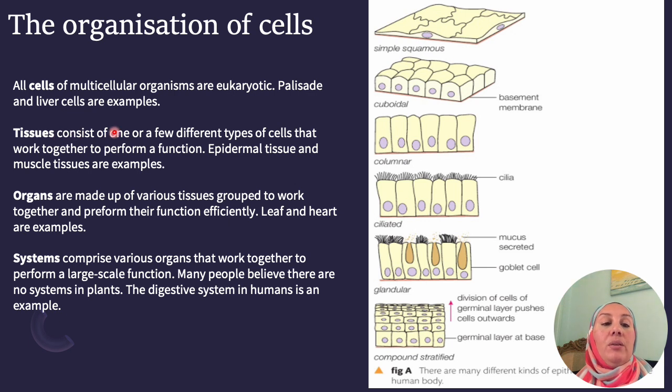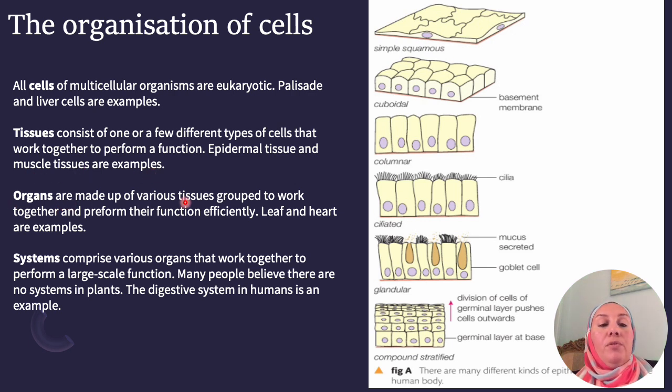So a tissue contains either one or, well, we're AS students now, so we have a little bit more space in what we call a tissue. So here we have a tissue. You can see that this is ciliated cells working together with goblet cells that produce the mucus, and we still call it a tissue. So it is one or a few different cells that work together to perform a certain function. We have epidermal tissue, we have muscle tissue, we have many different types of tissues.